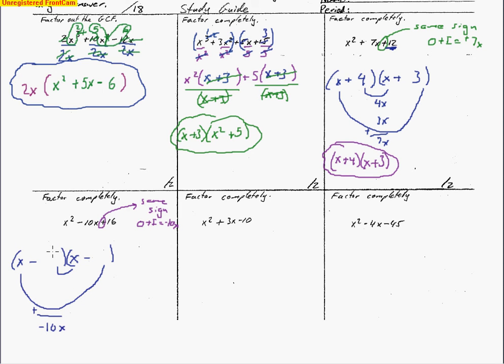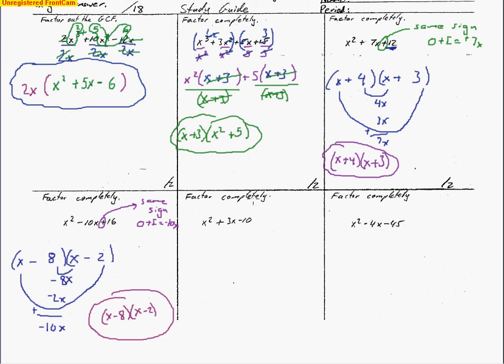Well, what numbers multiply to make 16, but add to make 10? I was thinking of the answer. 8 and 2. 8 and 2 multiply to make 16, and those do add to make negative 10x. So you can see negative 8x, negative 2x. Those numbers do add to make that negative 10x. And so there it is, our answer, x minus 8 and x minus 2. And again, if you had x minus 2 first and then the x minus 8, it's the same exact answer.